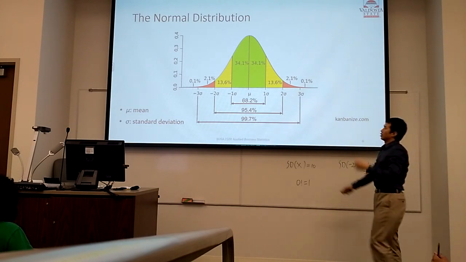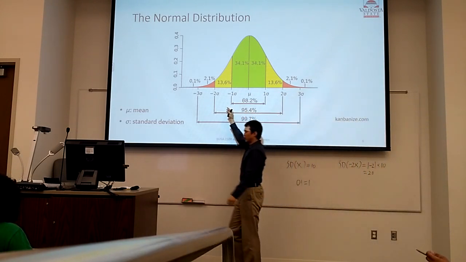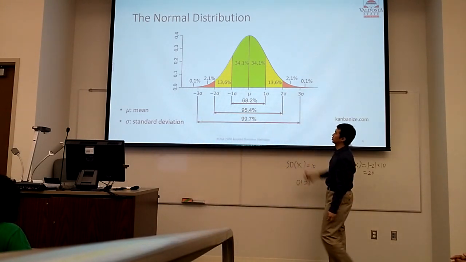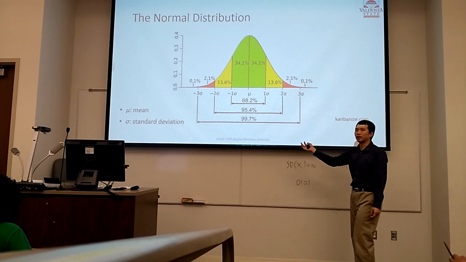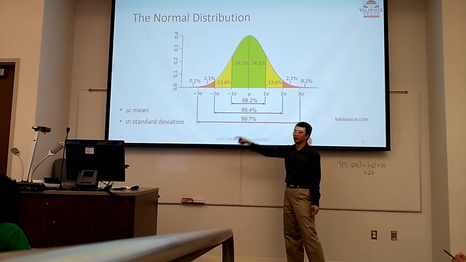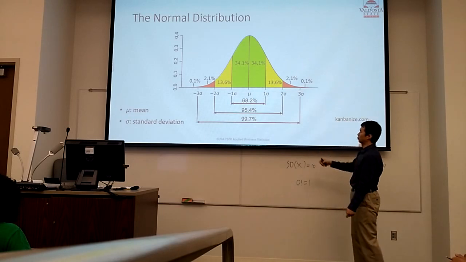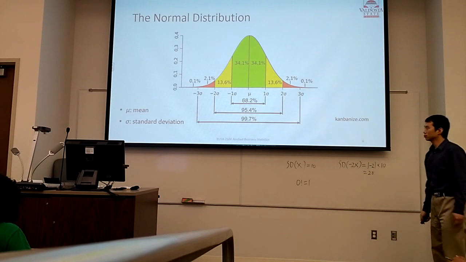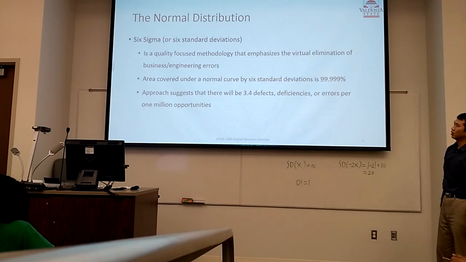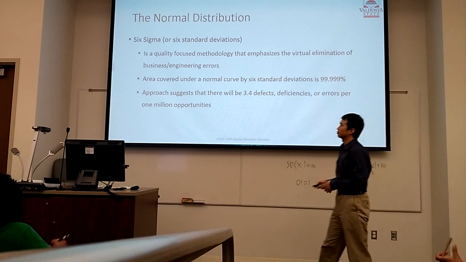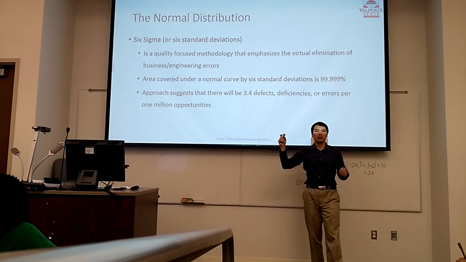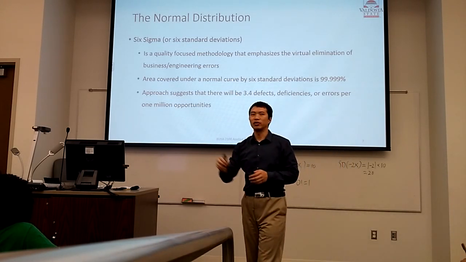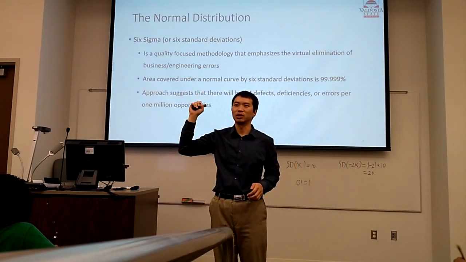So let's put in the standard deviations. This is a normal distribution, and if we apply the 68, 95, and 99.7 rule, we will have this kind of thing. And what is the real application? One application is the concept of Six Sigma. Have any of you heard of this concept, Six Sigma?